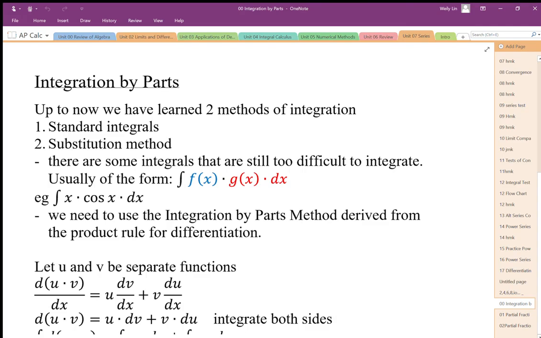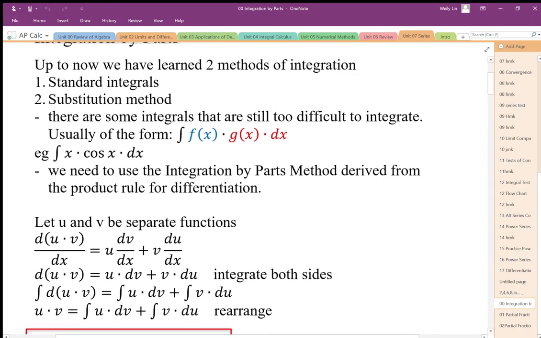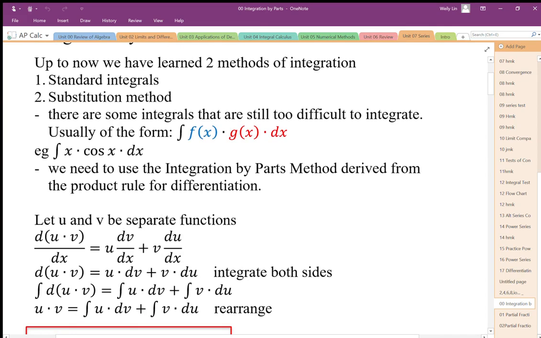They're still too difficult. And they're usually of this form, f of x times g of x. Those types are ones that substitution and algebraic rearrangements cannot accommodate, and these are not standard integrals. So we need another method, and this method is called integration by parts.